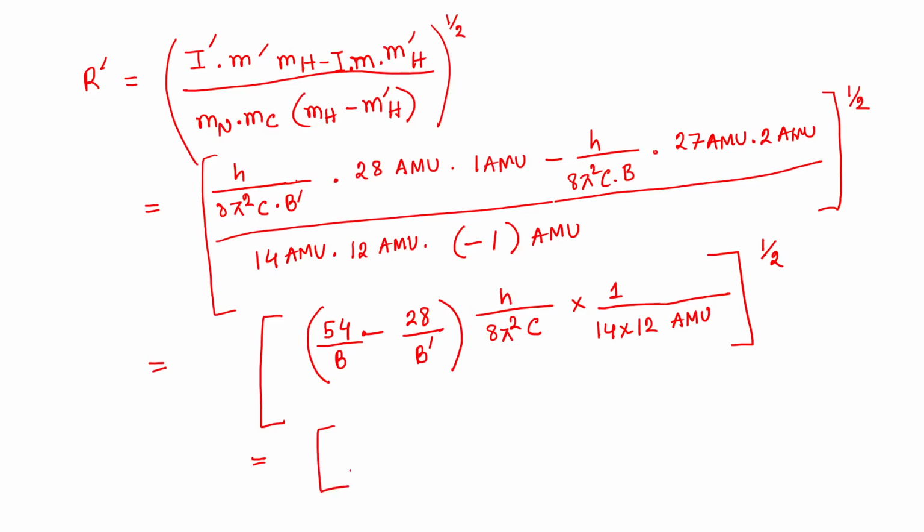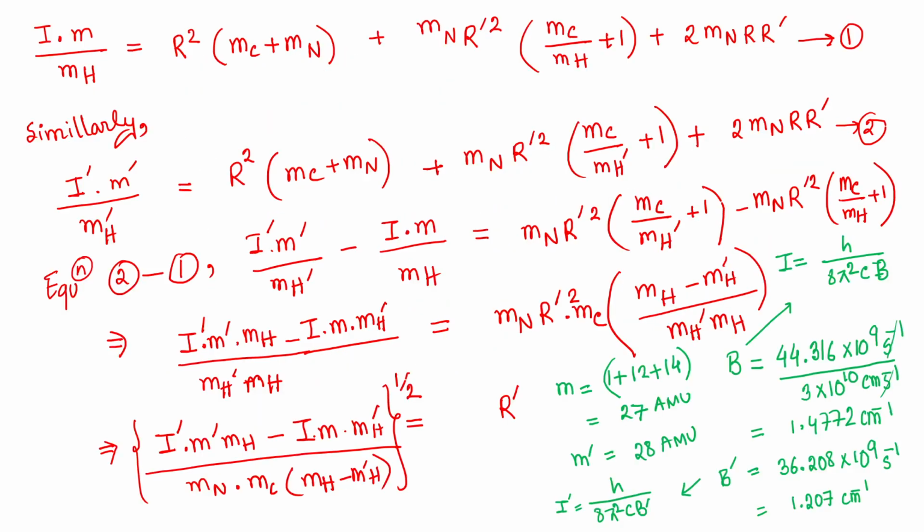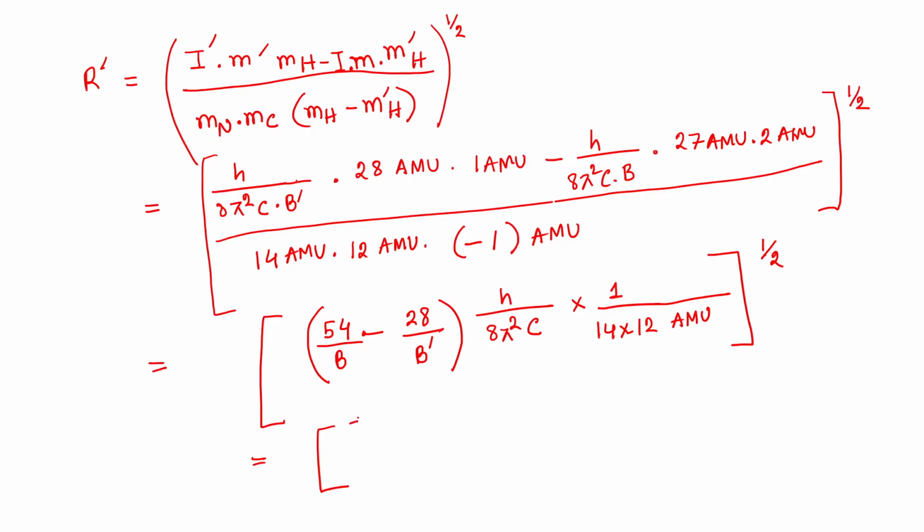So B, what is the value of B we got? 1.4772. So I will directly write 54 divided by 1.4772, right? And that is coming as 36.56, minus we are getting 28 divided by 1.207, that is coming as 23.2. Let me write it.